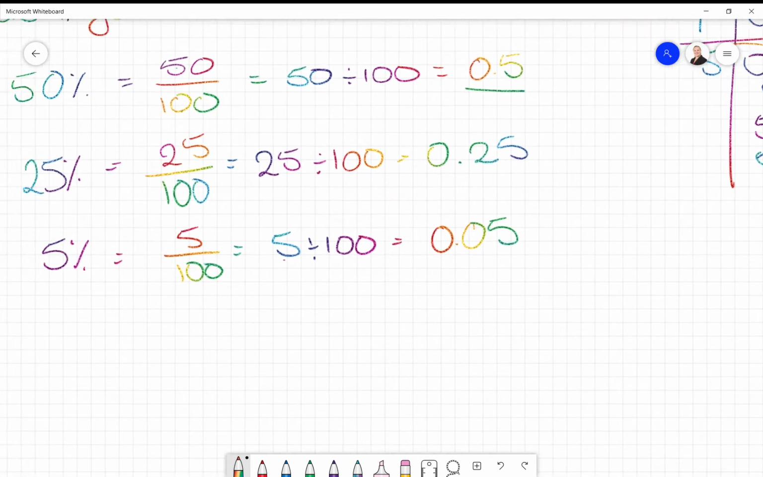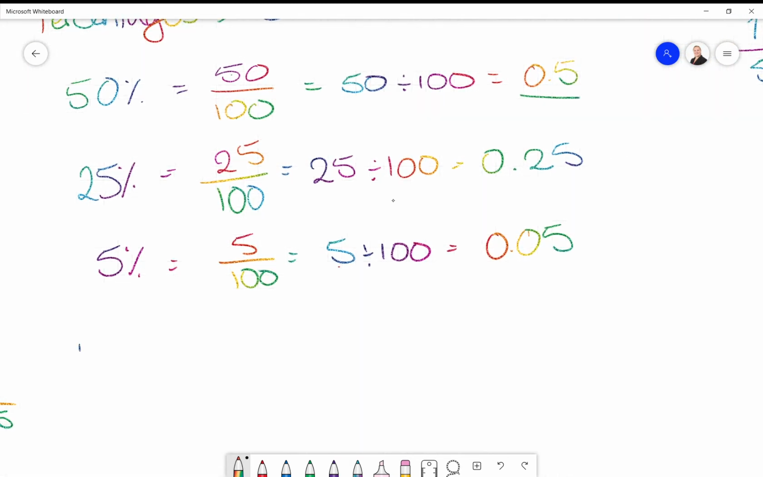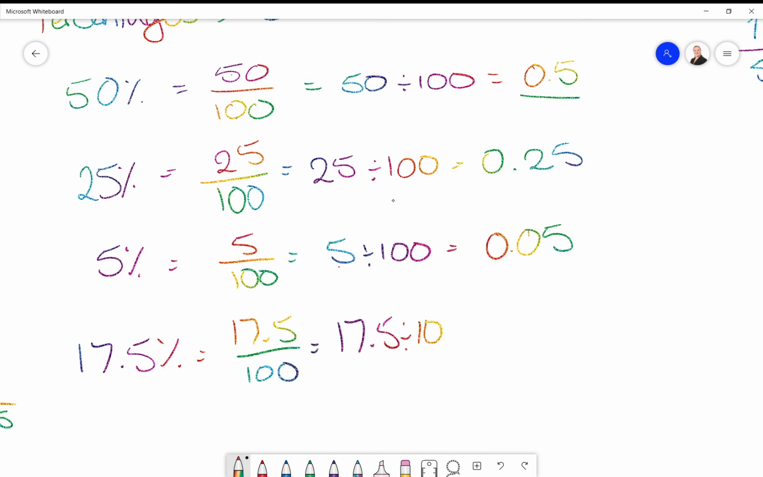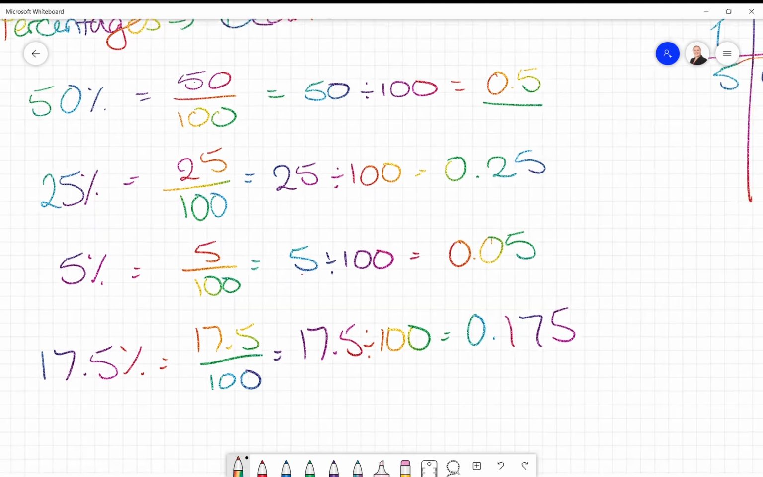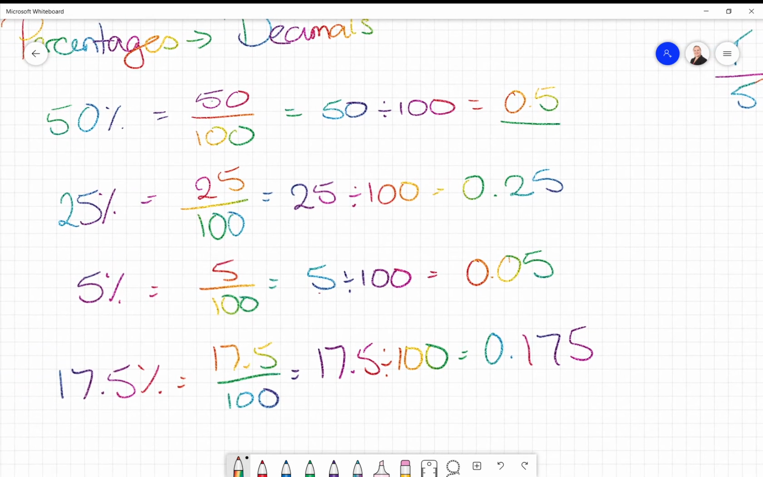So if we do then 17.5%, 17.5 over 100. So that's 17.5 divided by 100. So moving it 1, 2, so it's going to be 0.175. That's meant to be a 1, sorry, my finger slipped when I was writing. 0.175. Okay, so that's turning percentages into decimals.